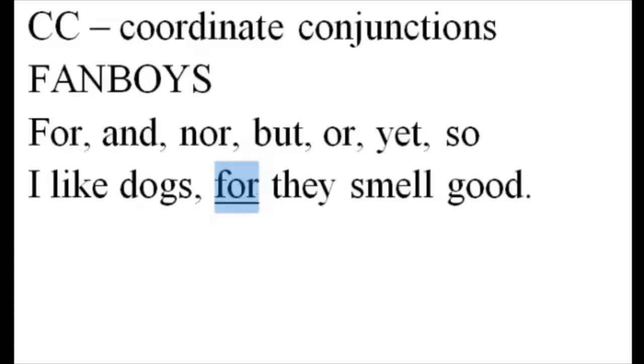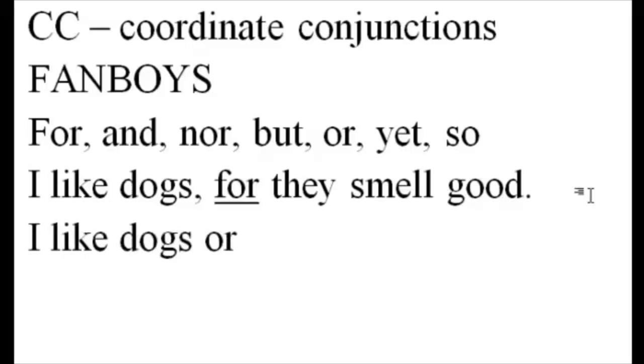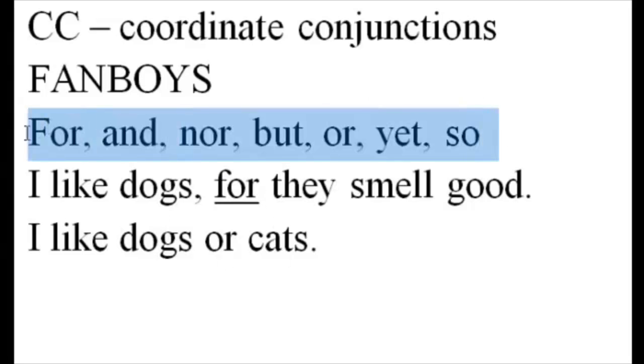Just make sure this is not the same thing as saying like, I like dogs or cats. Right? It's not the same thing. This is not an independent clause, right? It's just another object over here. I like dogs or cats, right? So make sure you don't confuse that. Yet, you could use yet over here too, but it doesn't make sense over here grammatically. But you could use any of these coordinate conjunctions to combine sentences.